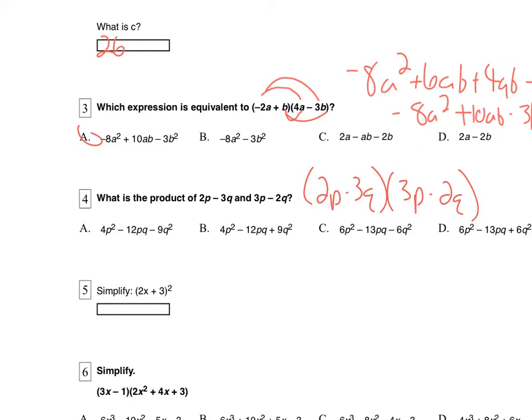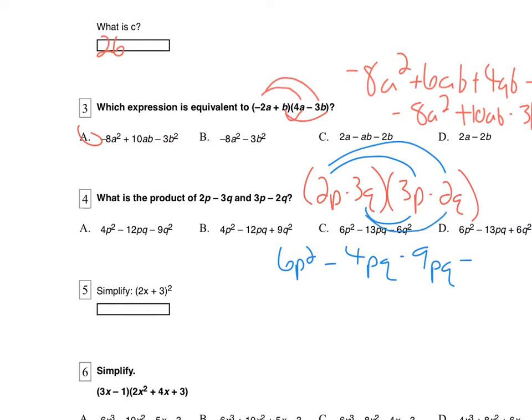So then I distribute this out, and we get 6p squared minus 4pq minus 9pq. Notice I always put it in alphabetical order. And then positive 6q squared. Combine your like terms, and you get 6p squared minus 13pq plus 6q squared. Sorry, that should be squared, which gives us the answer of D.